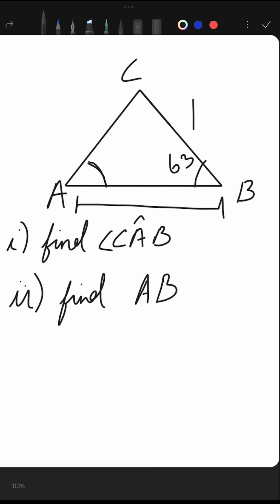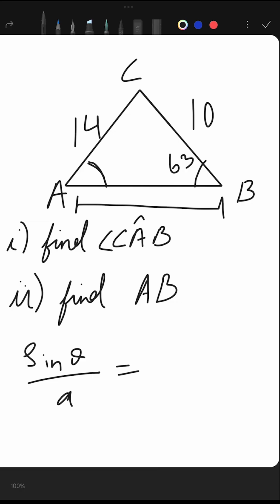They've given CB as 10 centimeters and they've given CA as 14 centimeters. So using this information, we can use the sine rule. So what is the sine rule? The sine rule states that sine of an angle over the opposite side, let's say A, equals sine of another angle, let's say B, over the opposite side. So what we're going to do over here is take two pairs.